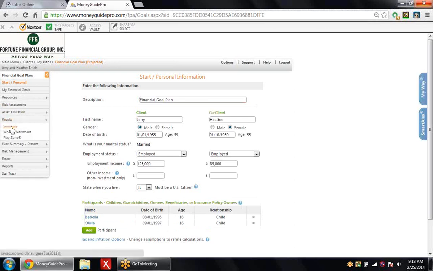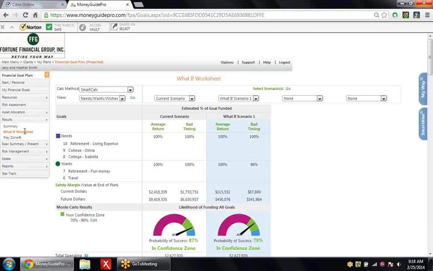And from here, while you can have fun and look at what the summary looks like, what the play zone looks like, today we're going to focus on the What If worksheet. The What If worksheet is so valuable because it allows you and I to play with some of the variables and see how the outcomes will then change. There are a lot of variables in long-term planning, especially on the retirement plan side, with things like inflation and rates of return on investments.